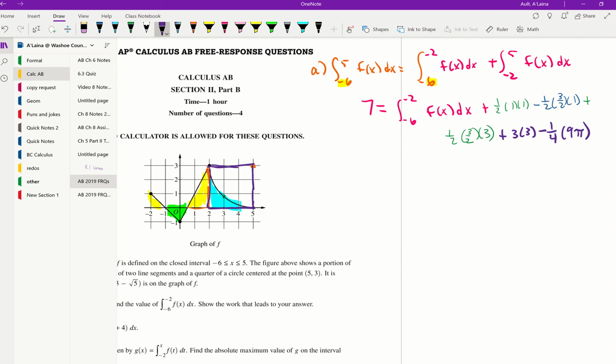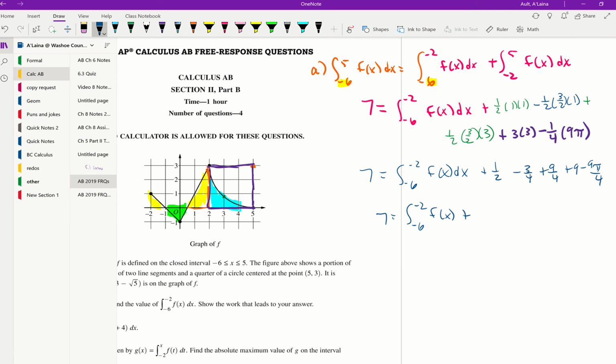Now this looks pretty different than the scoring guideline. I'd like you to notice the scoring guideline has everything already simplified, versus we've got everything still really worked out here. If you do all of the simplification, you would end up with 1/2 minus 3/4 plus 9/4 plus 9 minus 9 pi over 4. Now what I'd like to do is isolate the definite integral, so moving things around will be the ultimate goal.